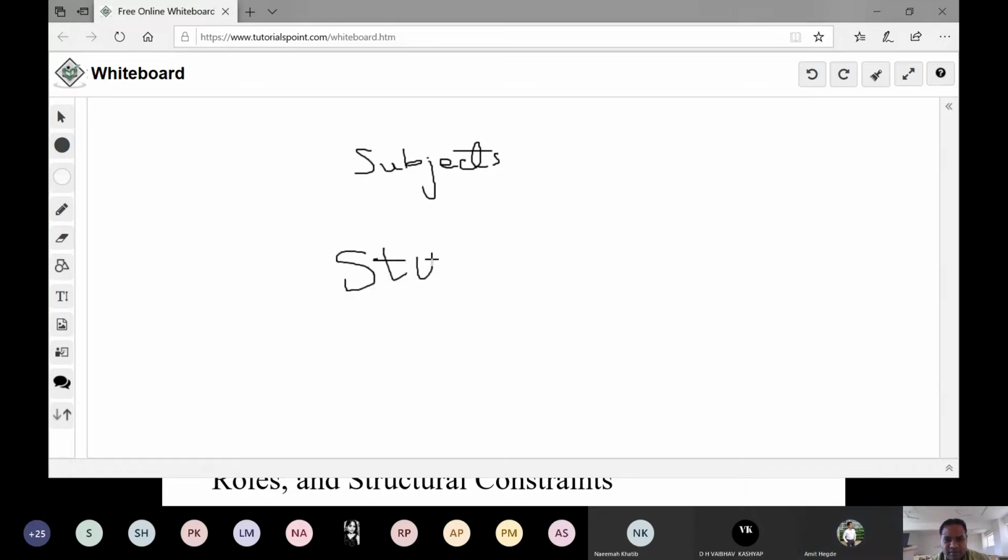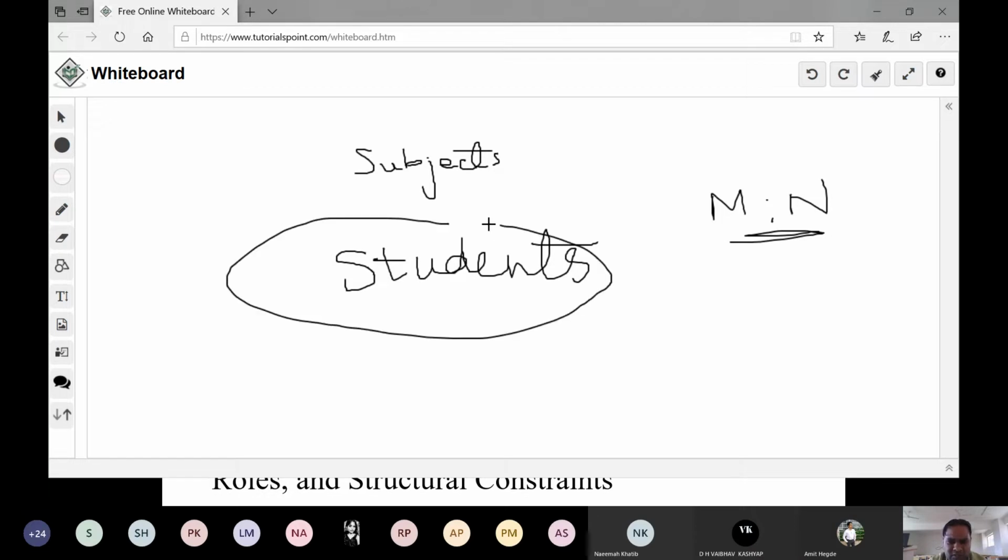I'm writing something. Is it visible? Yes, sir. What did I write? Subject, student. Can we say something which is related to m is to n? How can I convince this m is to n with respect to these? Does it make sense?